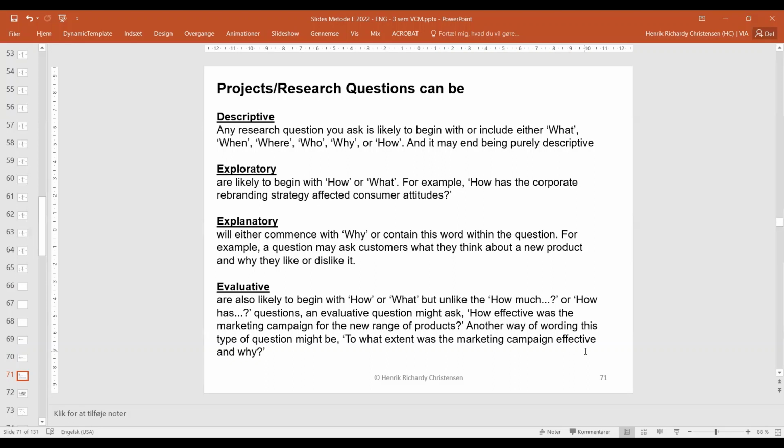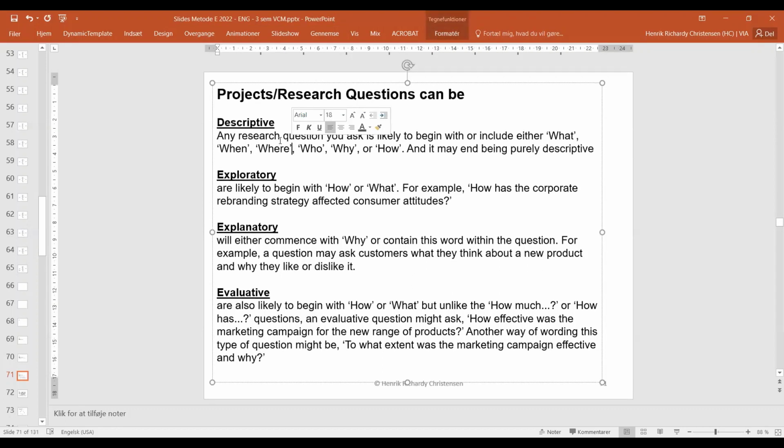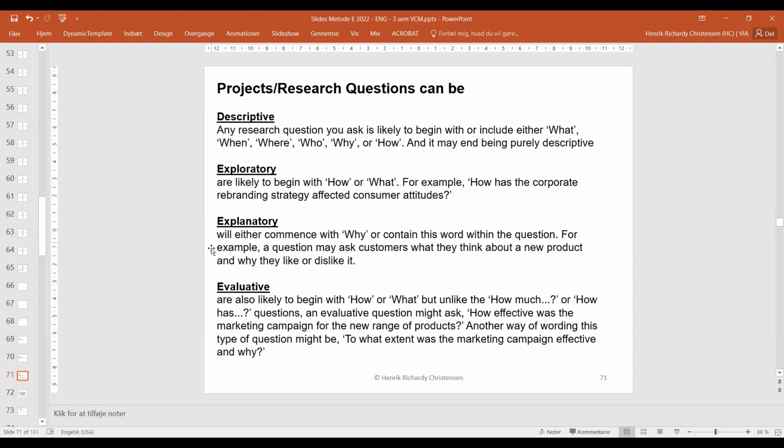So there are differences in these projects and these different types. A project being descriptive, yeah, it's fun, but we always use descriptions in our projects. It's more interesting to figure out, besides being a descriptive project, is it then exploratory? Is it explanatory or evaluative, or maybe some kind of combination of these?